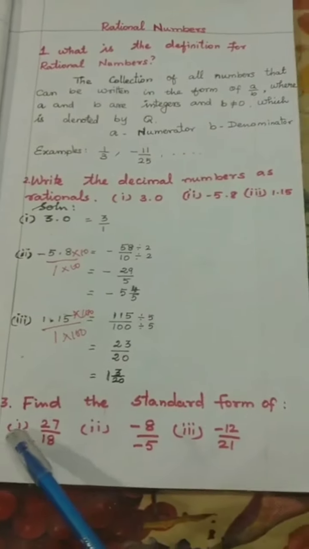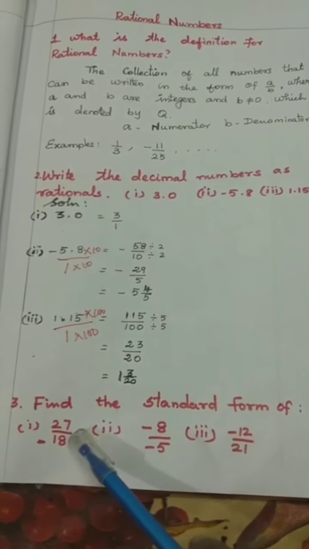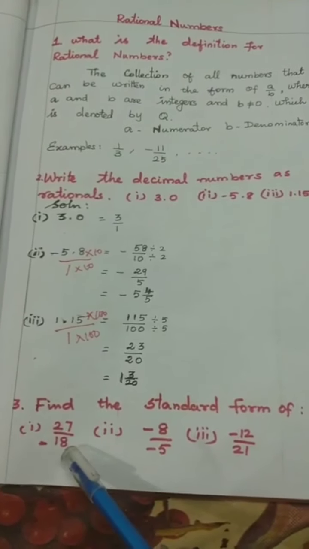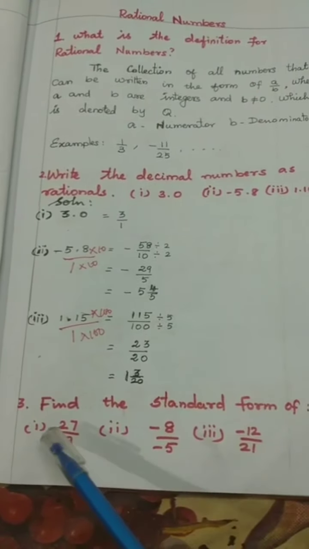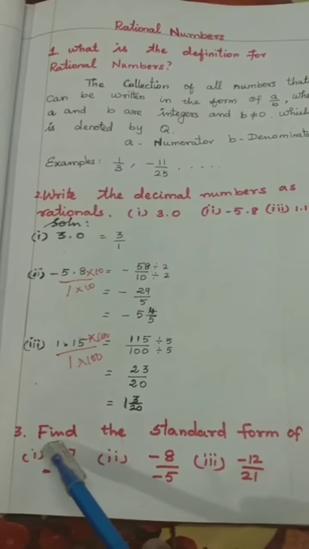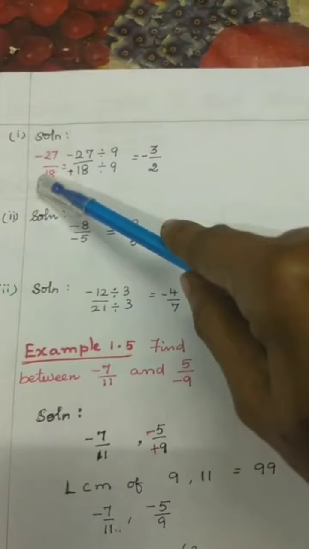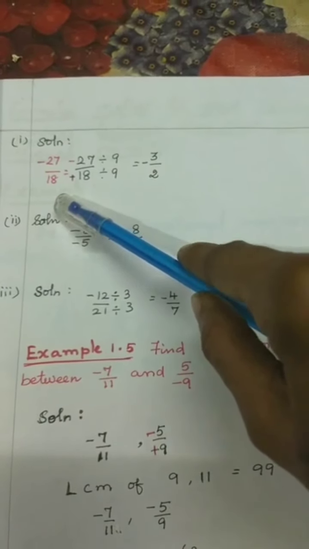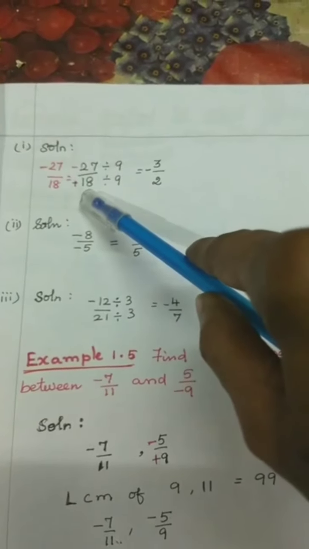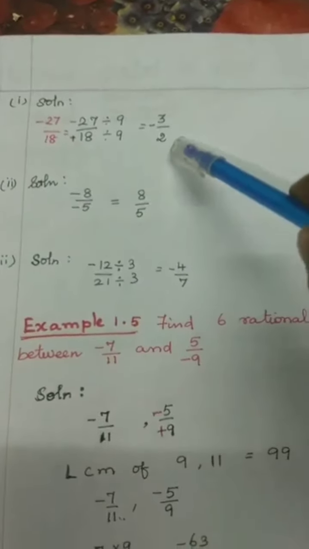Then third one, find the standard form of 27 by minus 18. In the last class we have seen, no? The denominator must always be positive. So you have to bring this negative sign to the numerator. Minus 27 by 18. Divide both by 9. Both the numbers are in the 9 table. So you are dividing by 9. The answer is minus 3 by 2.